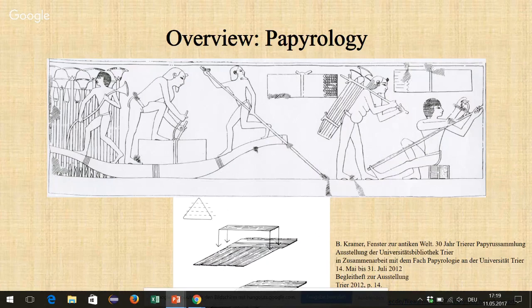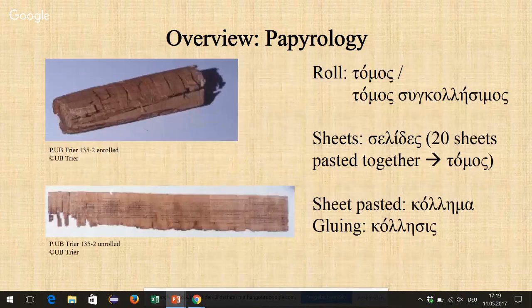The scroll, the tomos, contains 20 sheets, cellulose, pasted one to another. In addition, there are also tomoi synkollesimoi, scrolls containing individual documents glued one to another for archiving purposes. The sheet is called kollema, and the procedure of pasting together is called kollesis. During the Ptolemaic period, the scroll was about 320 by 32 centimeters.